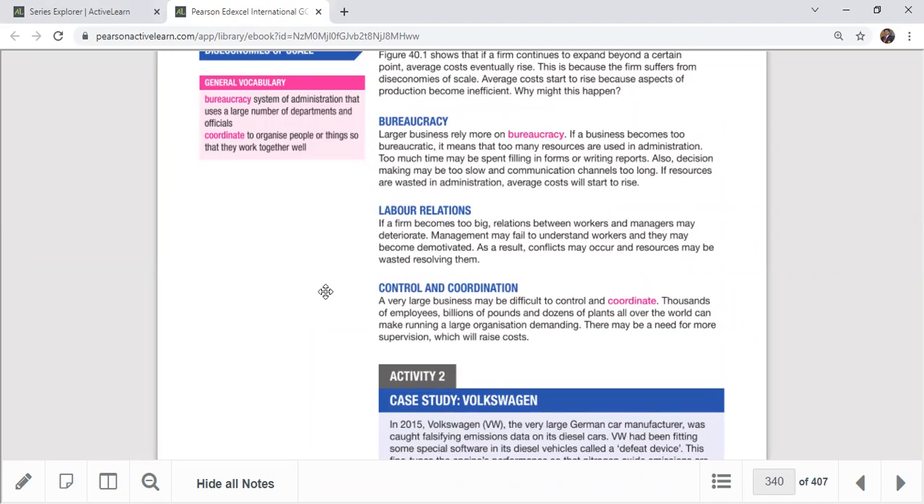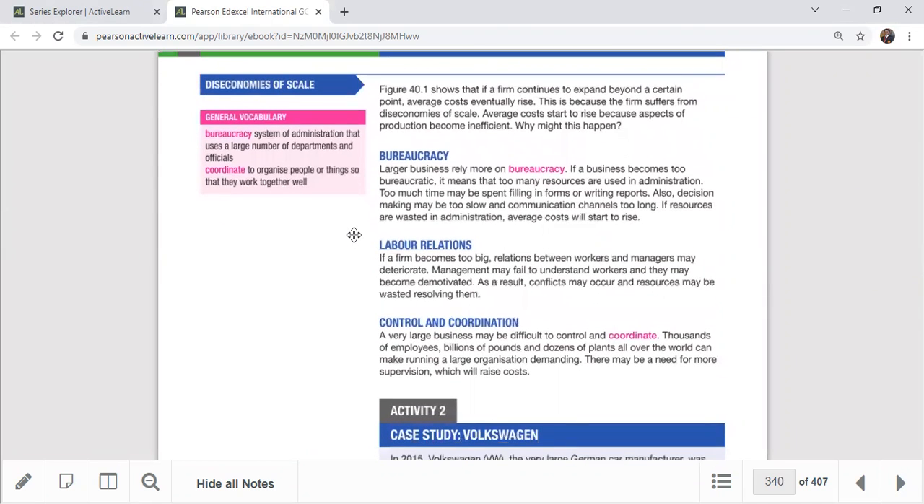So we have to find out the reasons for the diseconomies of scale. The main reasons come from three aspects we're talking about here: bureaucracy, labor relations, and control and coordination. Bureaucracy, in the sense that economics students know, is what we call corporate red tape. Corporate red tape means more paperwork, more documents to fill, right?